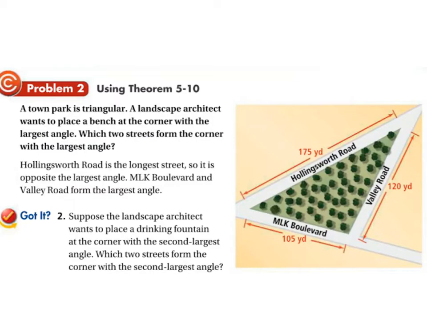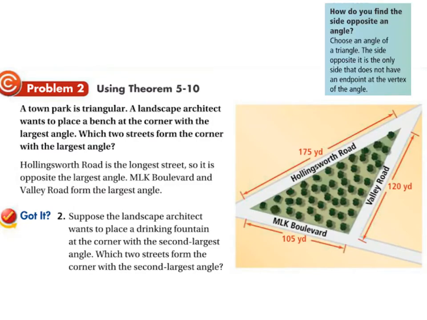And by the way, up here, just as a note, it says, how do you find what the opposite angle is? Well, there's three sides in a triangle, and the angle is formed by two of the sides, right? The third side that's not forming that angle will be the opposite side.